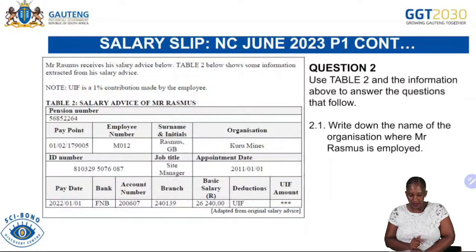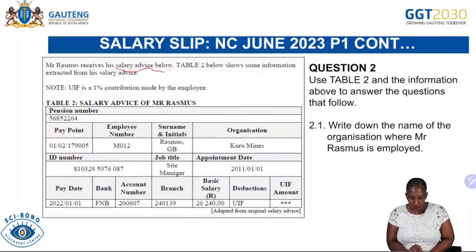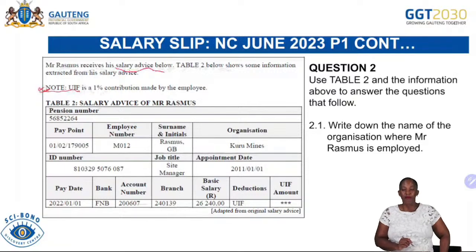Mr. Rasmus receives his salary below. Table 2 below shows some information. So it says Mr. Rasmus received his salary advice below. This is his salary advice, and then table 2 below shows some information extracted from his salary advice. And then it says note. Again, they're giving you these notes. They say note, UIF is a 1% contribution made by the employee, meaning the 1% is paid by Mr.